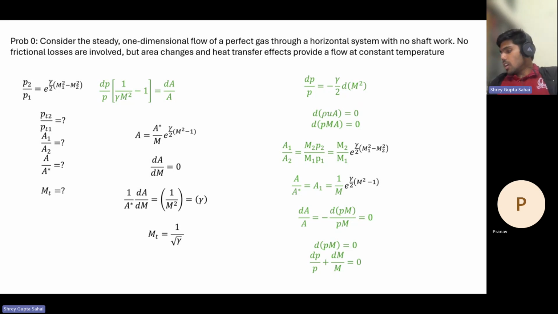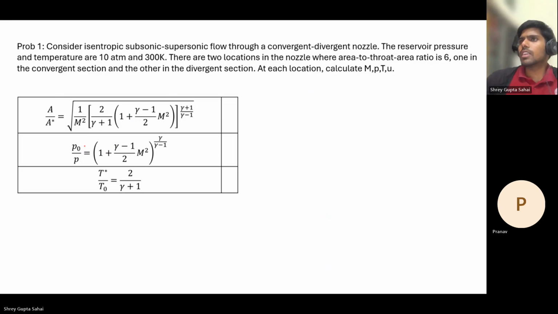Now what we are going to see is a couple of simpler problems, not difficult. So let's go about that. These are simple problems, so we'll quickly go over them.